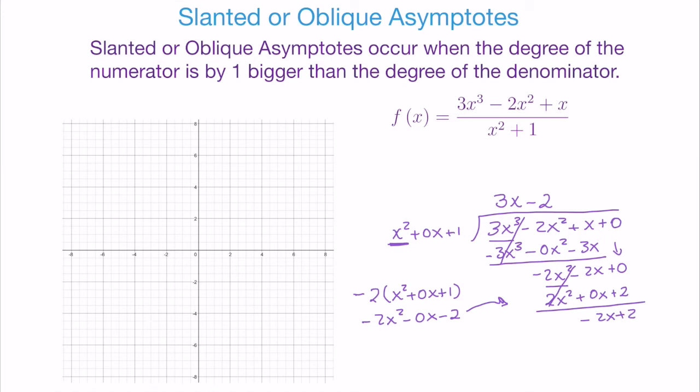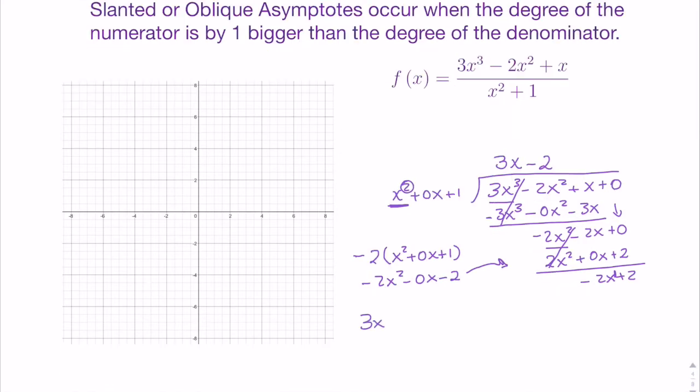The division ends when the degree of the residue here is smaller than the degree of the divisor. Then by the algorithm of division, 3x cubed minus 2x squared plus x plus 0 divided by x squared plus 1 equals the quotient, 3x minus 2, plus the residue, negative 2x plus 2, divided by the divisor, x squared plus 1.